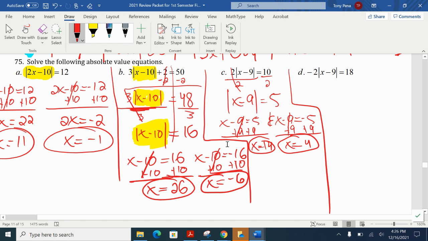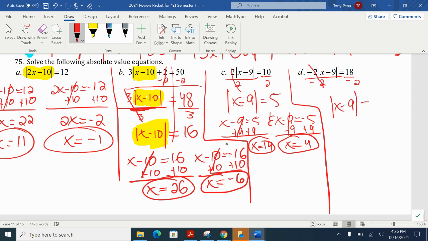And then finally, last but not least, letter D, we want to isolate our absolute value bars. So we need to divide by this -2. Those will cancel. I now have the absolute value of x minus 9 equals a -9. This is the one you need to be careful of because we have this absolute value expression here set equal to a negative number.